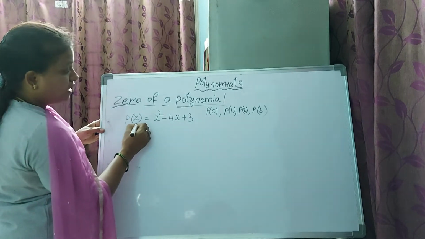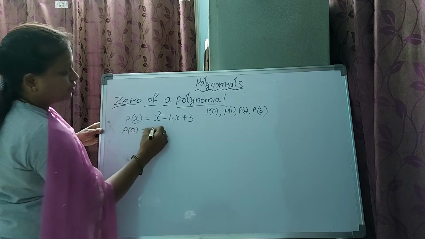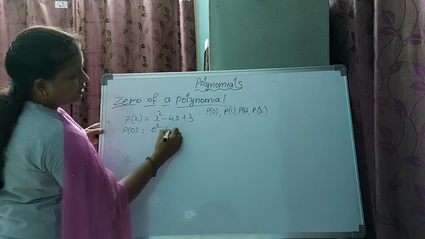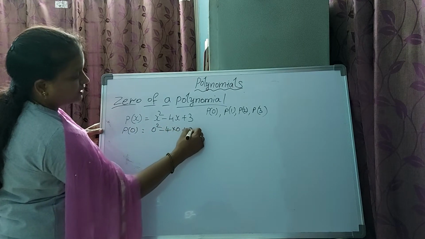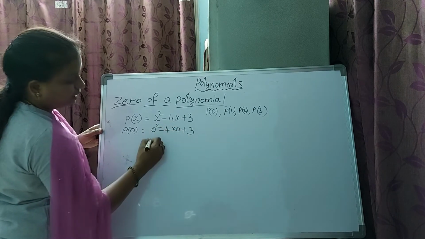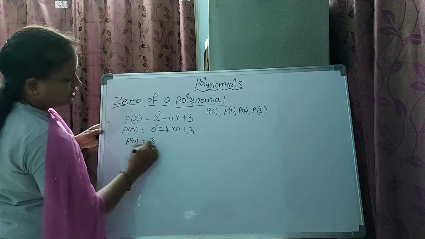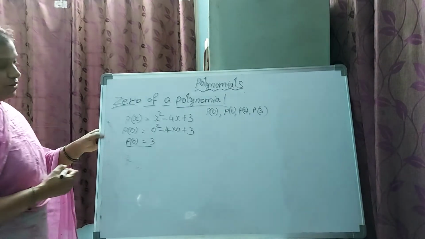See, first one, P of 0. Instead of x, you place 0. 0 square minus 4 into 0 plus 3, that is 0 minus 0 plus 3. P of 0 is equal to 3. So, this is not a zero of a polynomial.